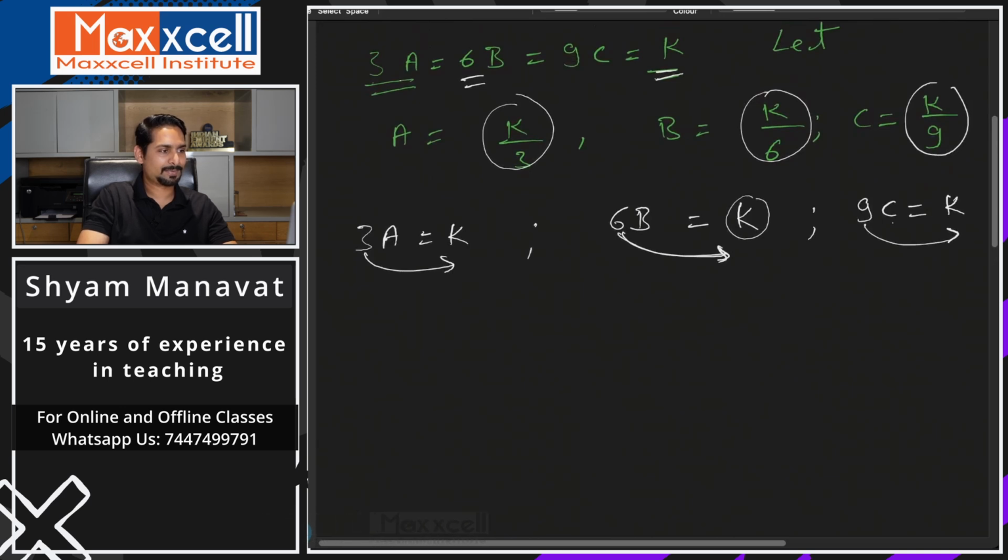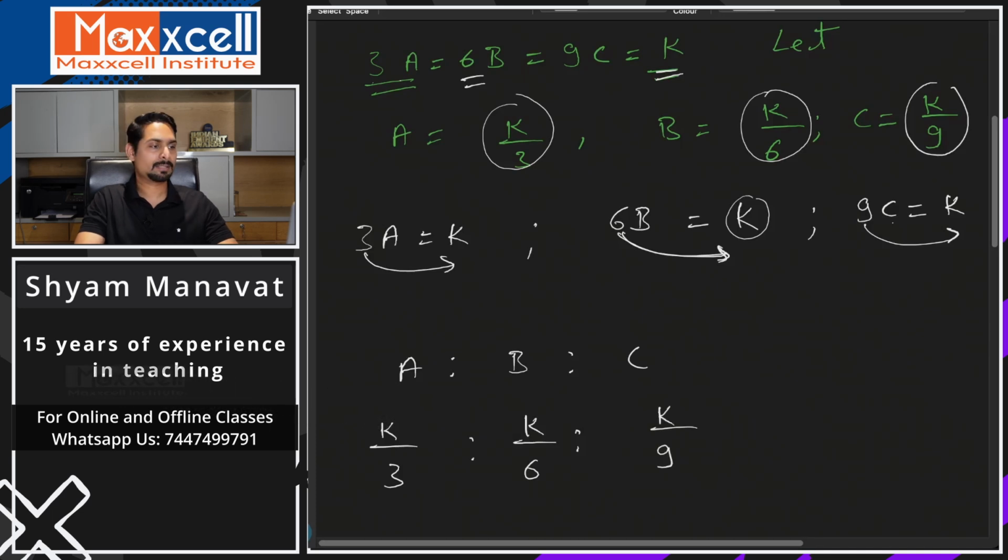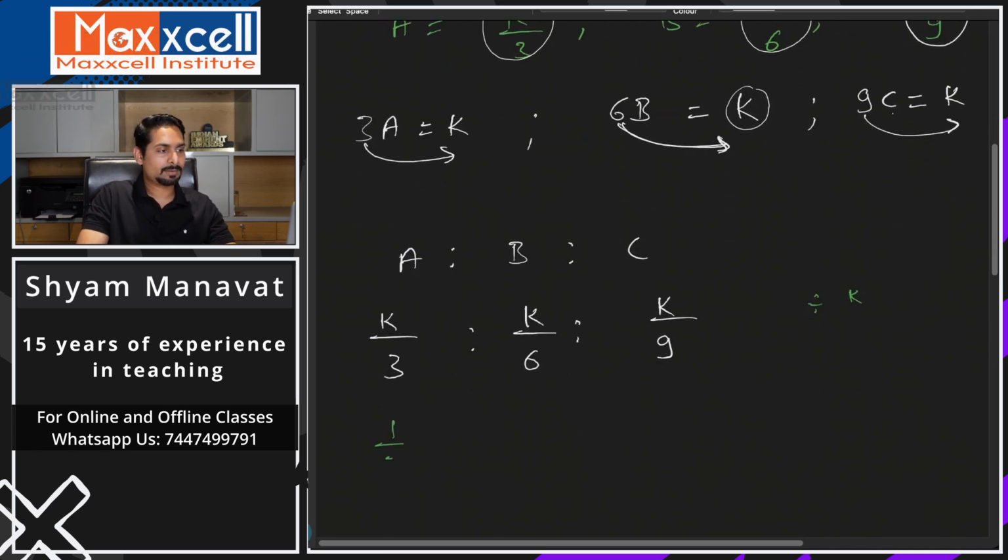Substitute the values there. A is to B is to C. A is K by 3, B is K by 6, C is K by 9. Now, if the numbers are in ratio and you want to simplify them, we can either multiply or divide to make them easier to look at. K is common in all. Can I divide all of them by K? Yes, I can. That will get you 1 upon 3, 1 upon 6 and 1 upon 9.